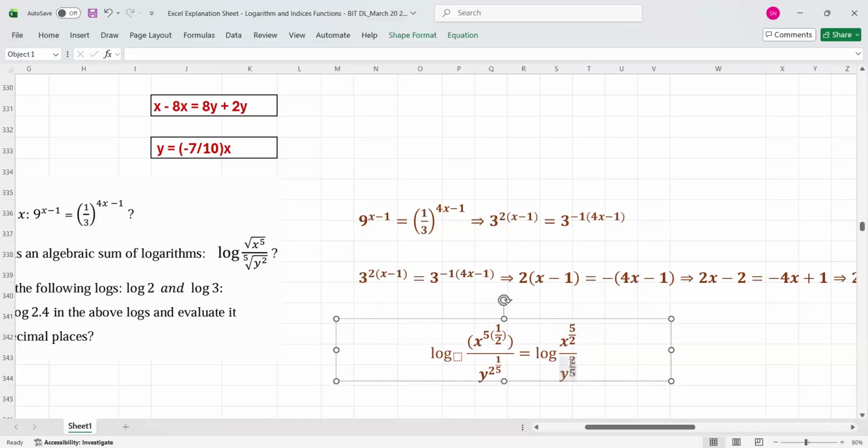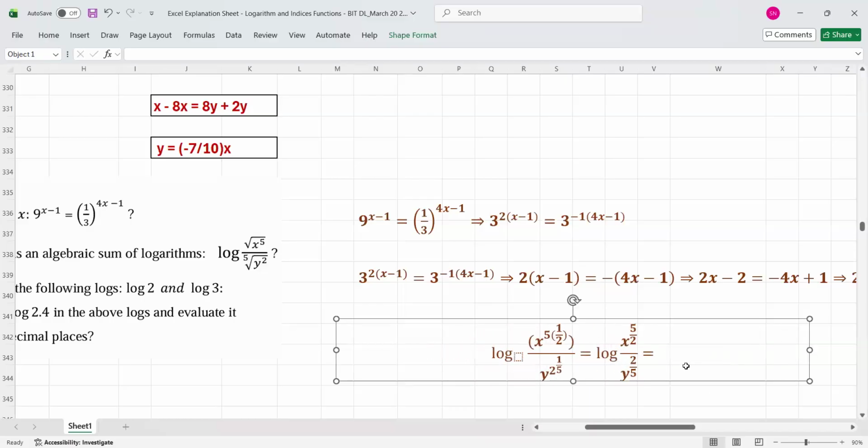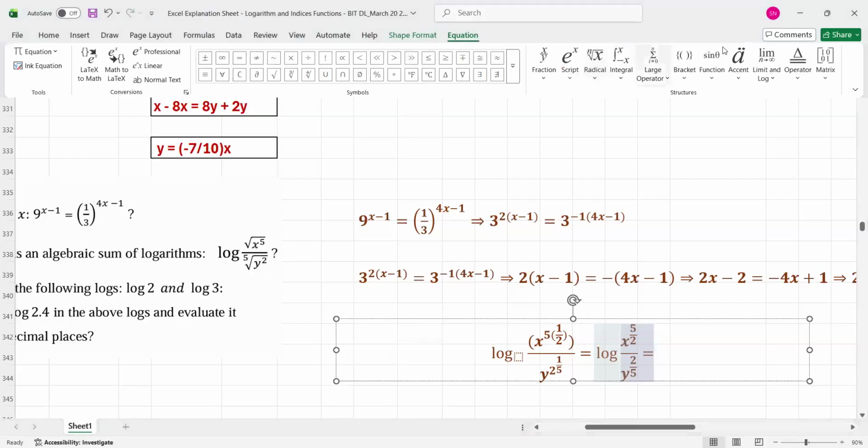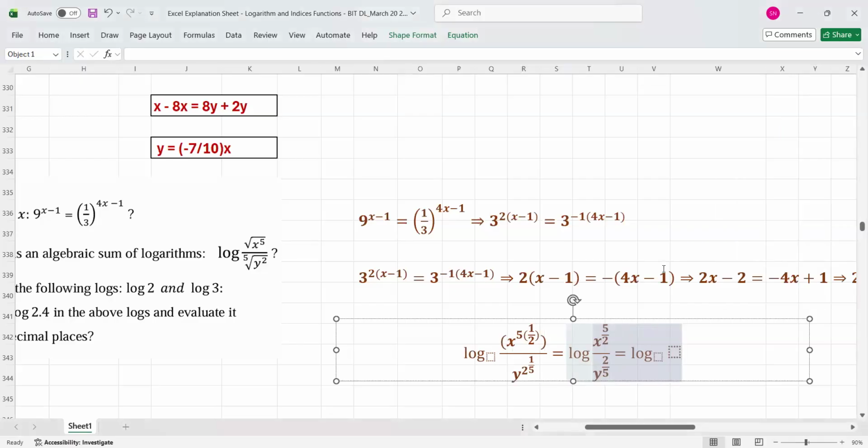Okay. Now, then we change this using the subtraction rule. When your terms are dividing, what do you do to the log? You subtract. Isn't it? It becomes subtraction. Yes. Okay. So that should give you log of the numerator minus log of the denominator.